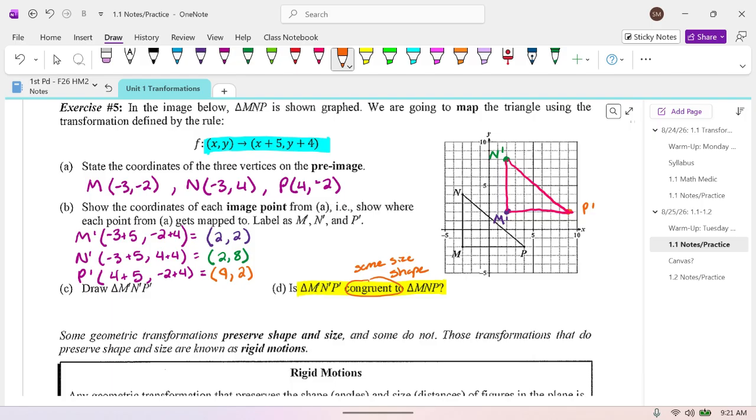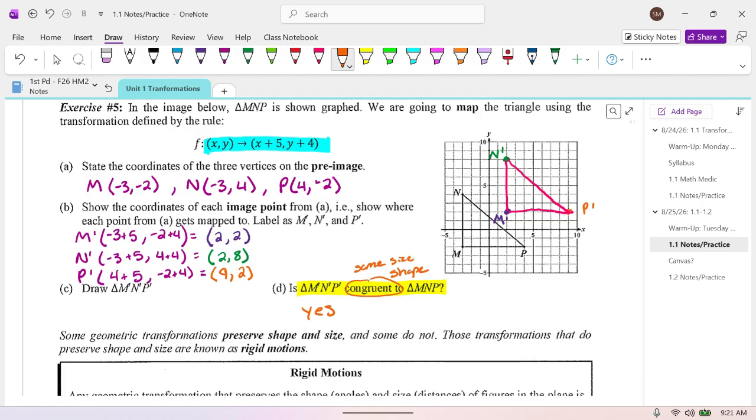So are they congruent? What do you think? Yes. Because what was really the only thing we did? We just changed its general position. We just shifted it. So if every variable is just adding or subtracting, will it just always be the same? Will it be congruent? Pretty much, yeah.